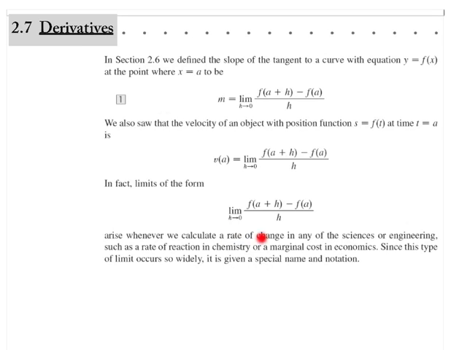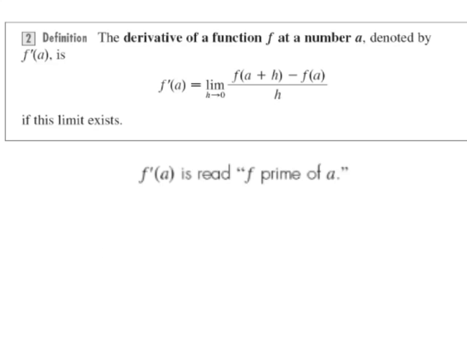And all of these, and any limit that looks like this, the limit of f of a plus h minus f of a all over h, those are any rates of change. So it could be position versus time. It could be cost versus units. It could be anything at all. It just gives you an instantaneous rate of change.